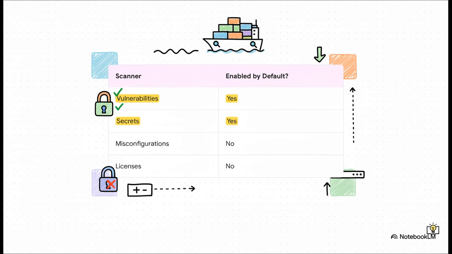Okay, now this is really important. Look at that enabled by default column. Here's the kicker. Right out of the box, Trivy is only looking for vulnerabilities and secrets in your files. That's it. If you wanted to check for misconfigurations or licenses, you have to tell it to. You got to add that flag to your command. It's so easy to miss this.